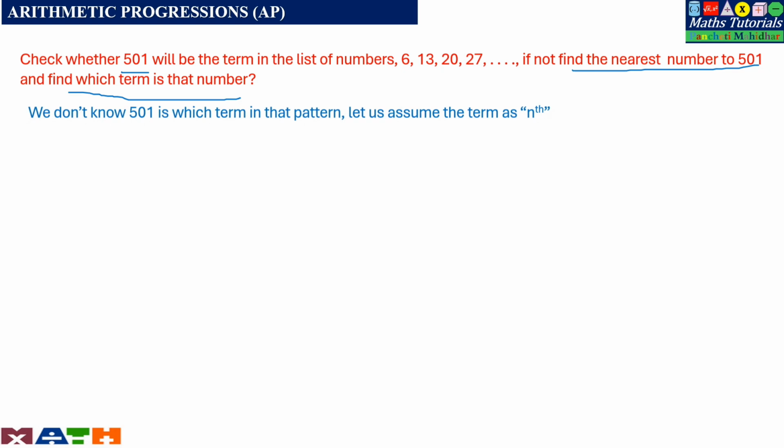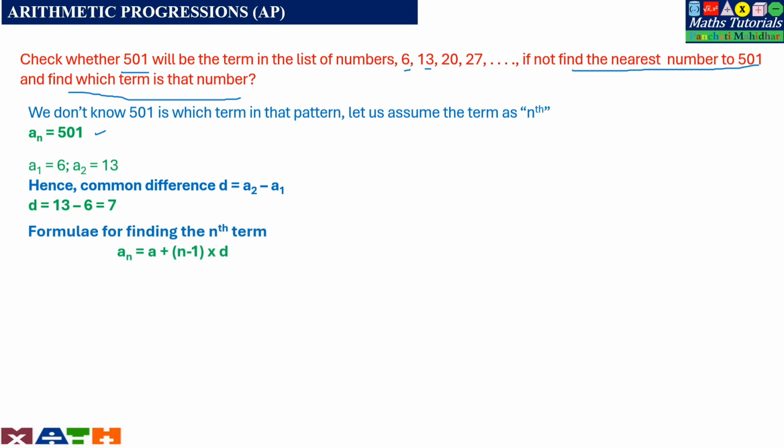We don't know 501 is which term in the pattern. Let us assume n as the nth term. An is equal to 501. A1 is equal to 6. A2 is 13. Hence, common difference is equal to A2 minus A1, that is equal to 13 minus 6 is equal to 7.